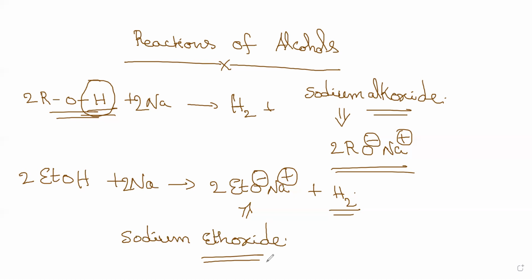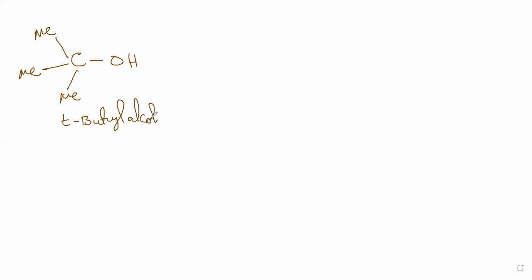Okay, right. Now let's see. Now we have aluminum tertiary butoxide. We'll tell you, this is a very important compound. What is Me? Me means CH3 group. This is called tertiary butyl alcohol.